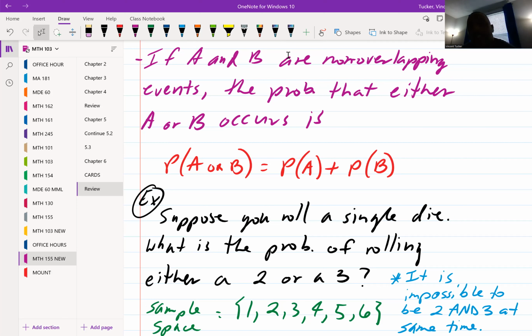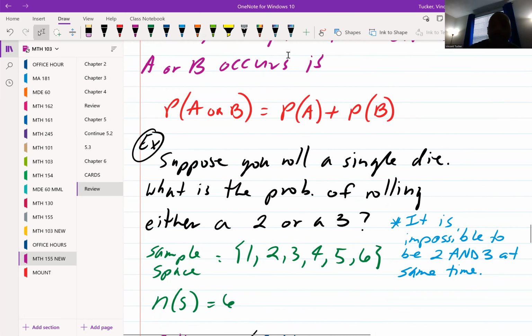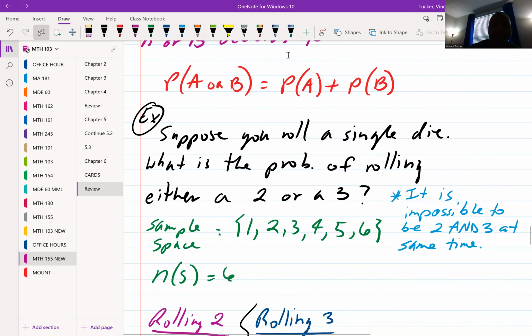So suppose you roll a single die. What is the probability of rolling either a 2 or a 3? So we just finished talking about non-overlapping events. In other words, events that cannot occur at the same time. Or in other words, they don't have anything in common. So when I look at rolling a single die, what's the probability of rolling a 2 or a 3? Is it possible to be 2 and 3 at the same time? So those are two non-overlapping events.